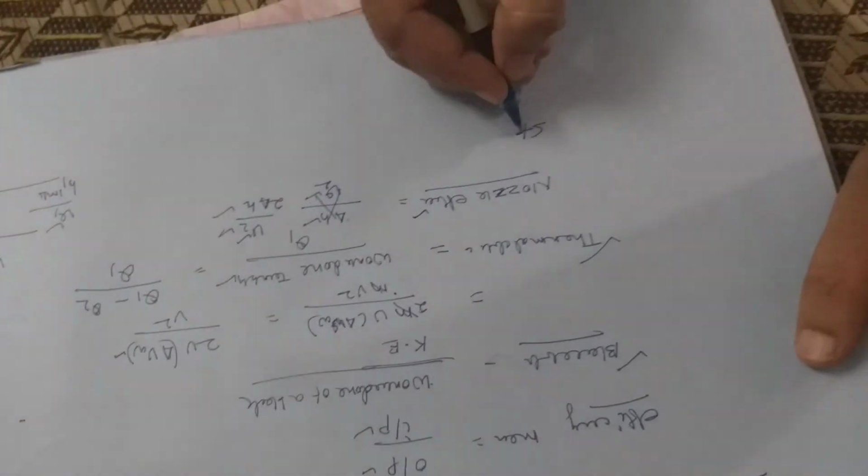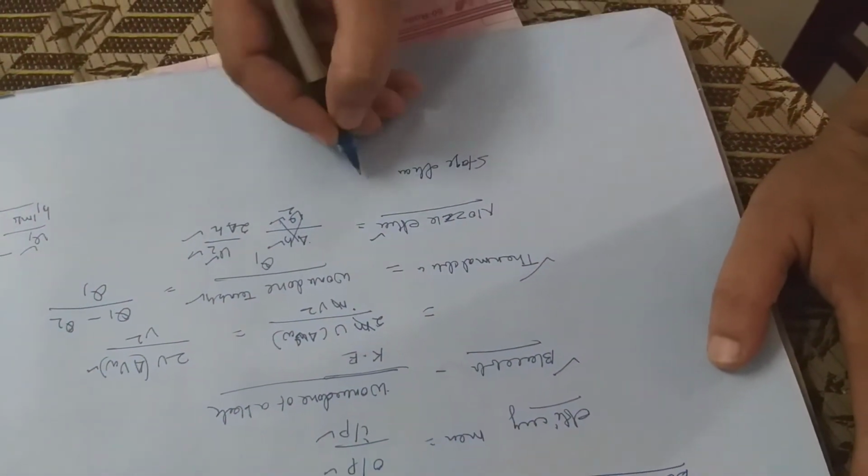Next, this is your stage efficiency or isentropic efficiency.